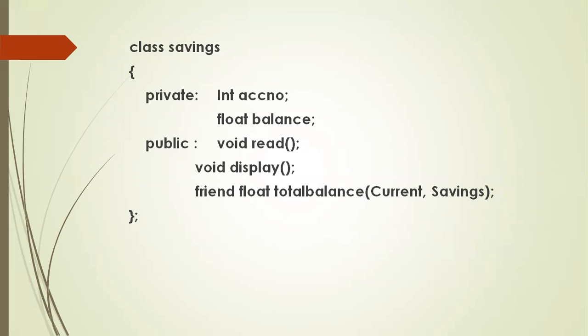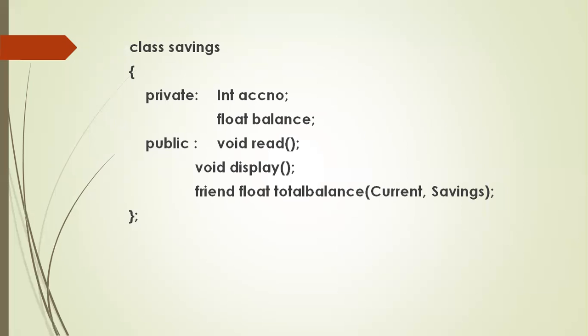Class savings. Again, this class also has the same private member data, account number and balance, of int and float type respectively. This class also has two member functions, read and display. The purpose here is to read the account number and balance of the savings account. The display function is to display the account number and balance of the savings account.